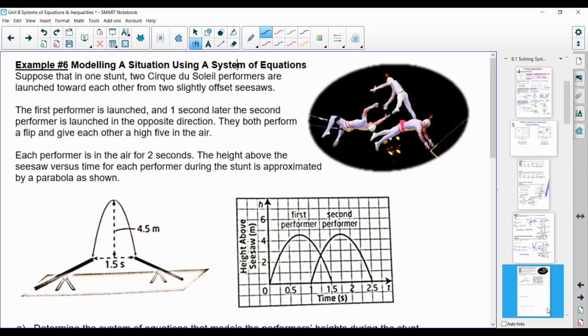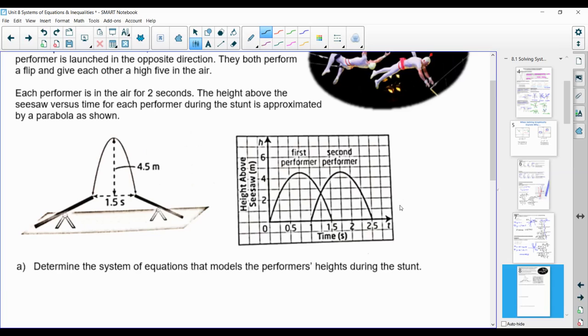So for this example, it says, suppose that in one stunt, two Cirque du Soleil performers are launched towards each other from two slightly offset seesaws. The first performer is launched, and 1 second later, the second performer is launched in the opposite direction. They both perform a flip and give each other a high five in the air. The height above the seesaw versus the time for each performer during the stunt is approximated by the parabola shown below. So we're given a diagram here.